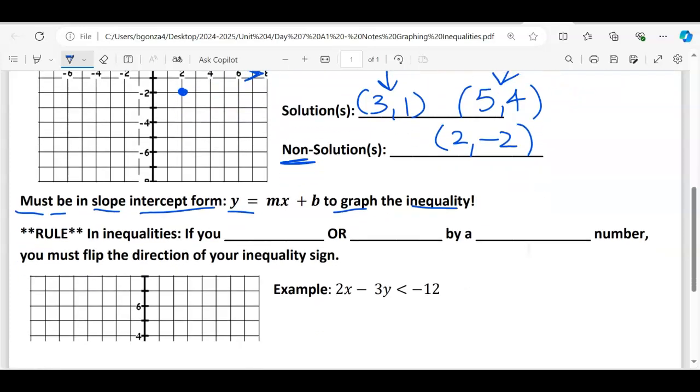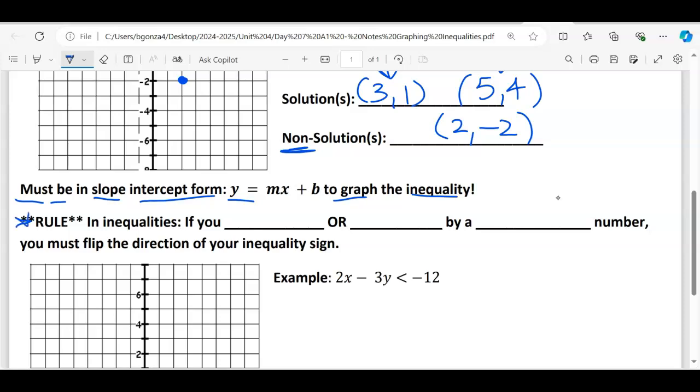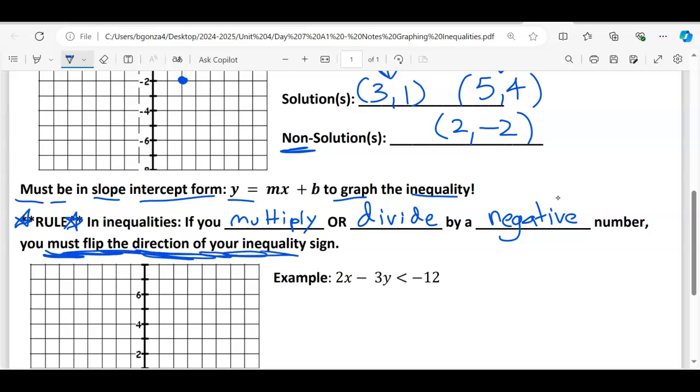Now, this is a very important rule, okay? Super important. In inequalities, if you multiply by a negative number, you must flip the direction of your inequality sign, okay? Very important that you understand this step. I'm going to show you on this next example what I mean.